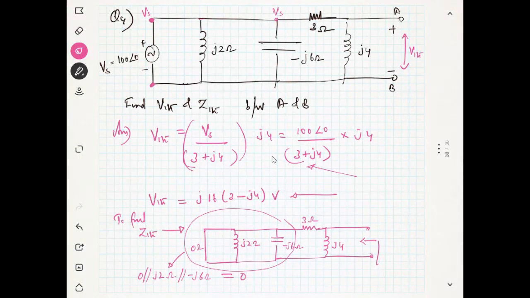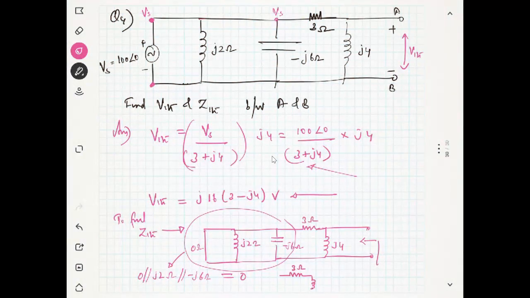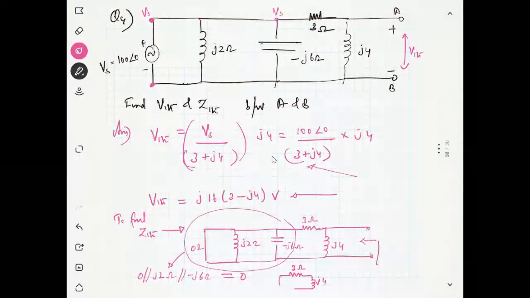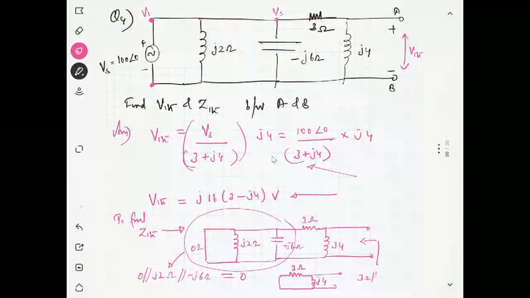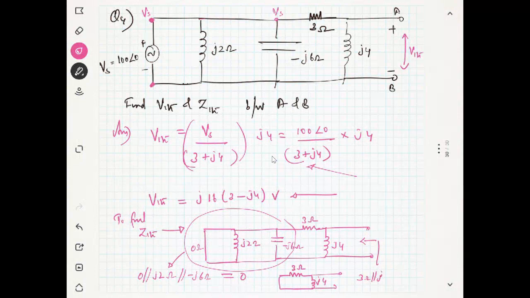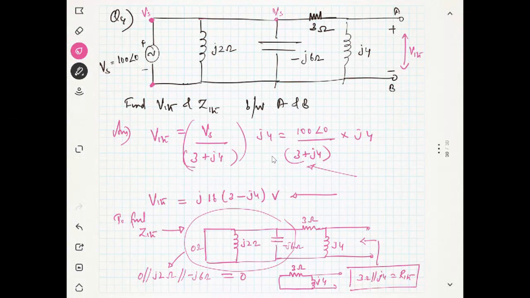Now, what will be the remaining circuit? The remaining circuit is 3 ohm and J4. Then it is nothing but 3 ohm parallel J4. That will be your RThevenin. I hope that this answer is very clear to you, right? Clear, sir. Okay.